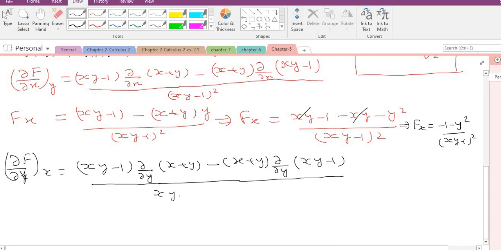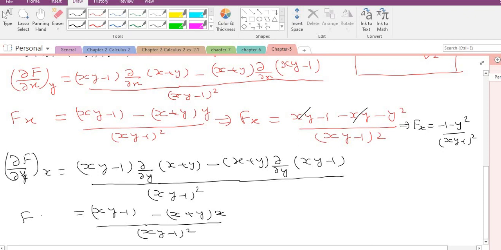That means (xy - 1)^2. Now step by step simplify it, means find the derivative. So it is (xy - 1) times del x of (x + y), that means 1, minus (x + y), and del y of xy means x, and del y of this one is 0. So it is x only, divided by (xy - 1)^2.